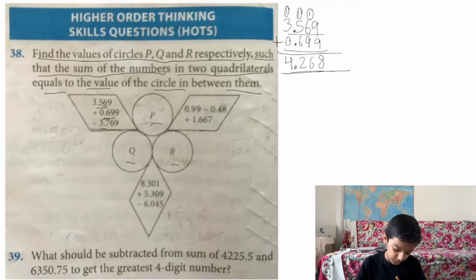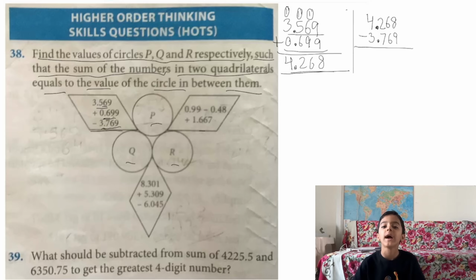So from the result we'll subtract 3.769. So let's do it. Here we cannot do 8 minus 9, so we'll borrow from the next digit. So here 6 will become 5 and here 8 will become 18. So here 18 minus 9 is equal to 9. Here 9 will come. 5 minus 6 we cannot do, so we'll borrow from the next digit. So here 2 will become 1 and 5 will become 15. So here 15 minus 6 is equal to 9.